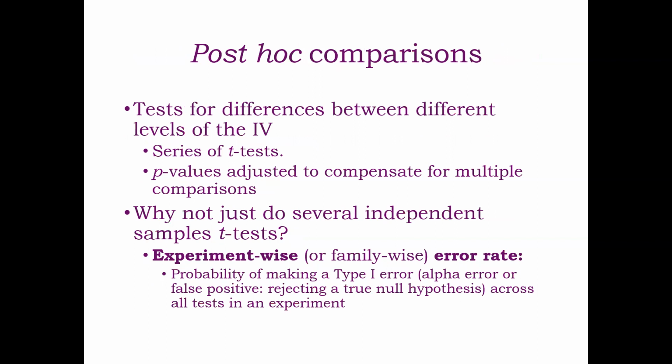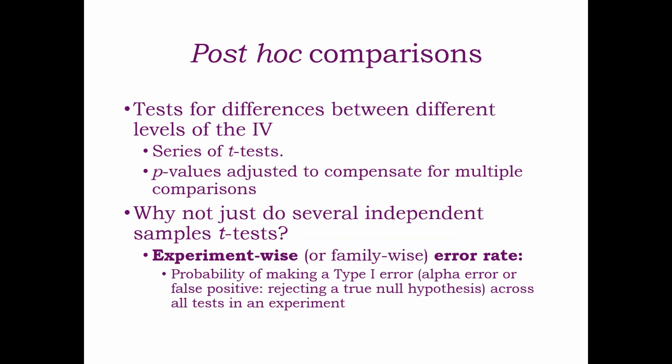Post hoc comparisons just refer to tests for the differences between specific levels of the independent variables. This is just a series of t-tests. The p-values for these t-tests are adjusted to compensate for multiple comparisons, or they can be if you want, right? So why wouldn't we just do 3 independent sample t-tests if we have 3 groups?